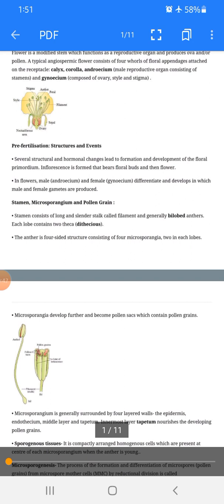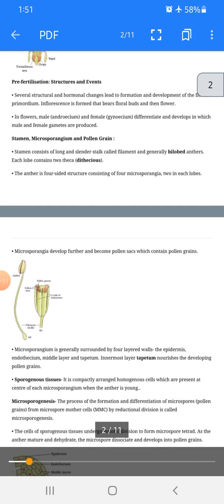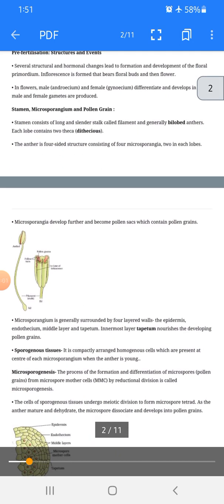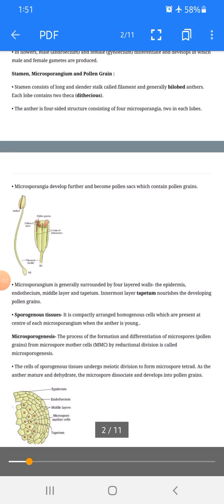Stamen, microsporangium and pollen grains. Stamen consists of a long and slender stalk called filament and generally bilobed anthers. Each lobe contains two thecae and then they are called dithecous. This is the structure of the microsporangiate anther. It develops and forms pollen sacs which contain pollen grains.